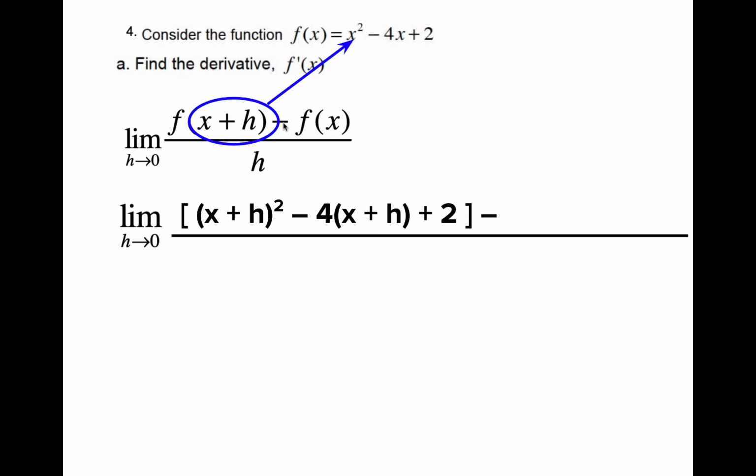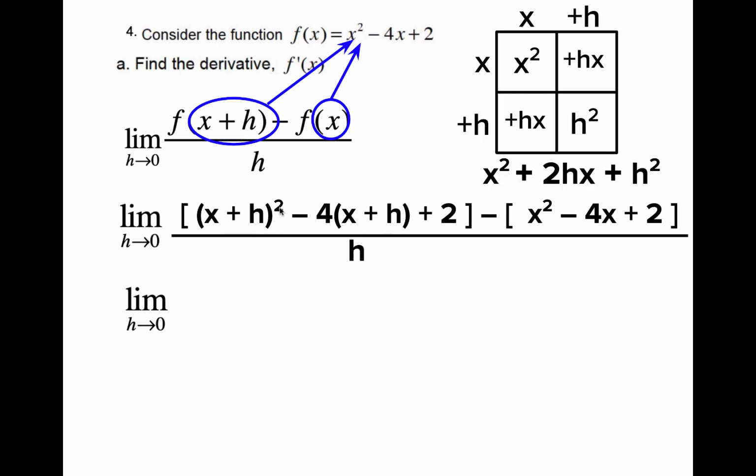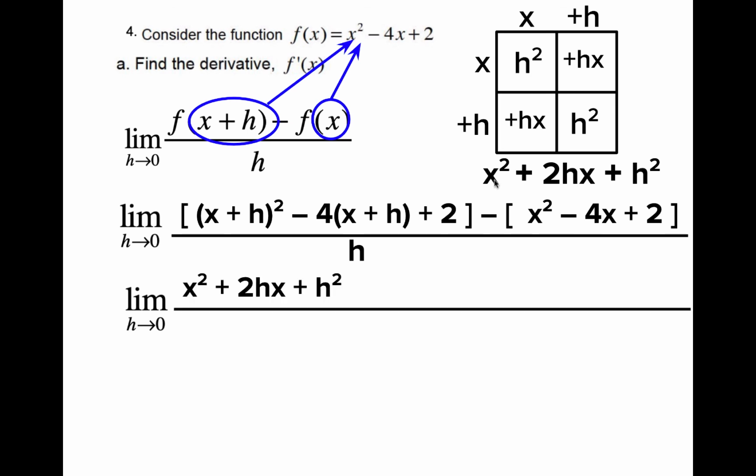Then we do minus. Now I have to subtract all of f of x. Or you could think of it as plugging in x for x. So if I'm subtracting this, I get minus the quantity, using the brackets here, x squared minus 4x plus 2. And this is all over h. So we can drop down our limit. Hey, look, I already squared x plus h. I've already done this work, so I don't have to do it again. So I can just say that this is equal to x squared plus 2hx plus h squared. So plugging that in for this part.